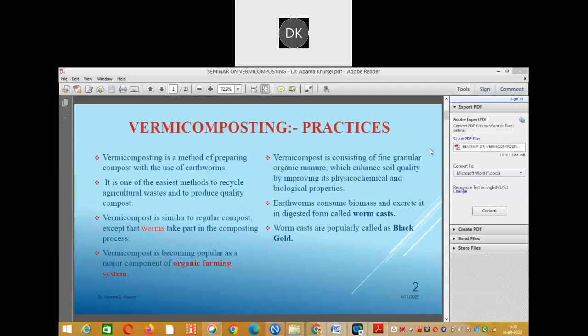What is the difference between regular compost and vermicompost? Here in this process we are using worms. Nowadays, vermicompost is becoming popular and is a major component of organic farming. Vermicompost consists of fine granular organic manure which enhances the quality of soil by improving its physicochemical as well as biological properties. What exactly happens in vermicompost? Earthworms consume this biomass and excrete it in digested form. This excreta of the earthworm is called worm cast, and popularly it is called black gold.